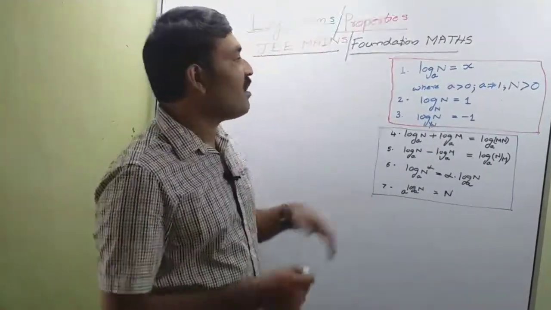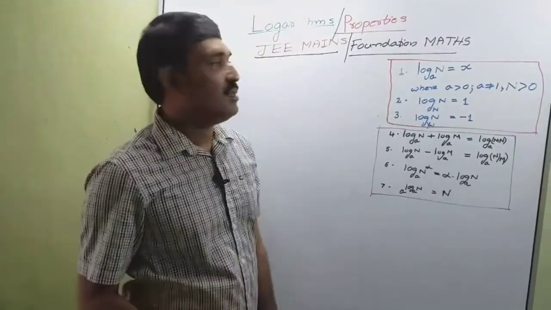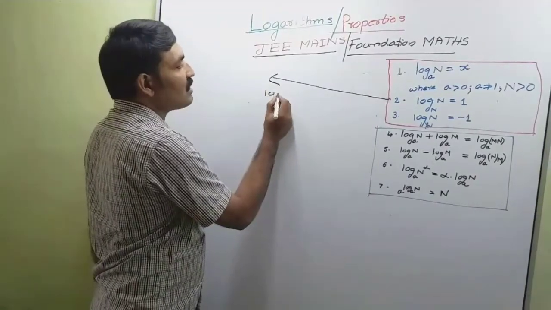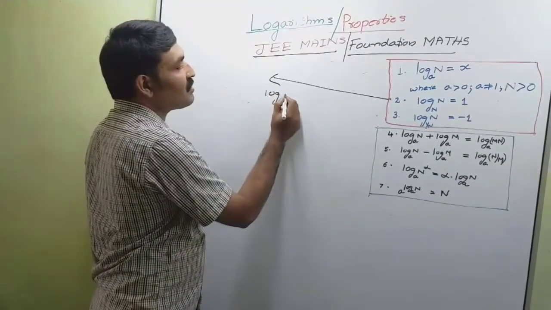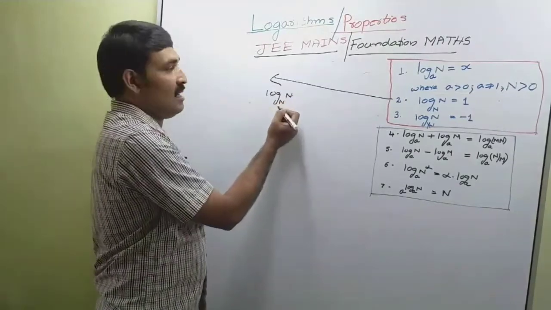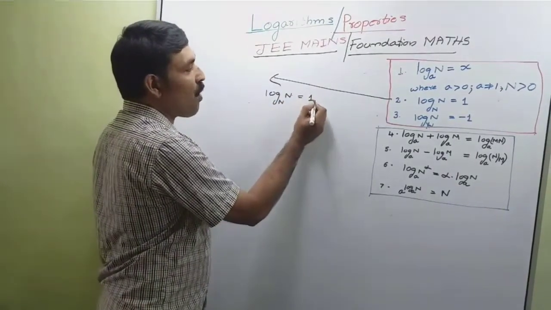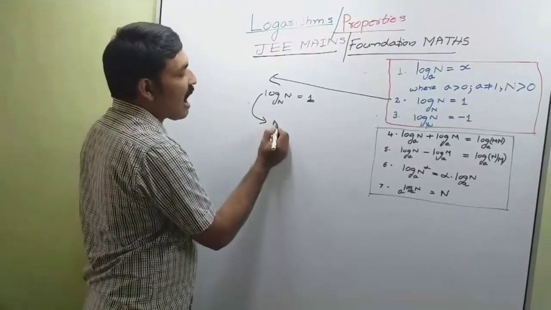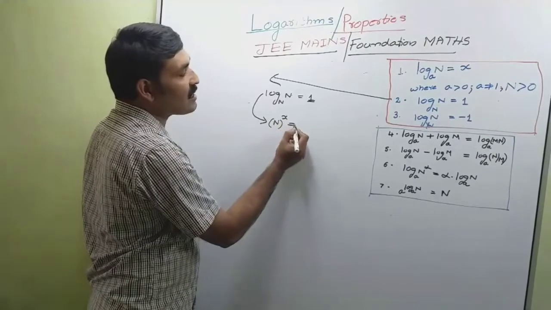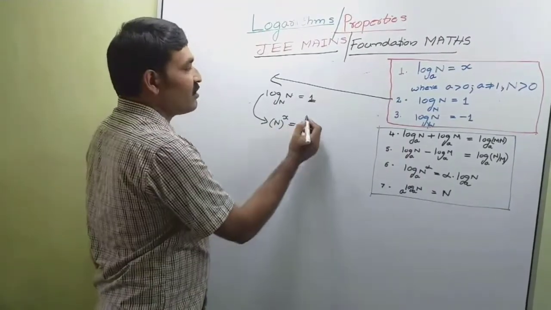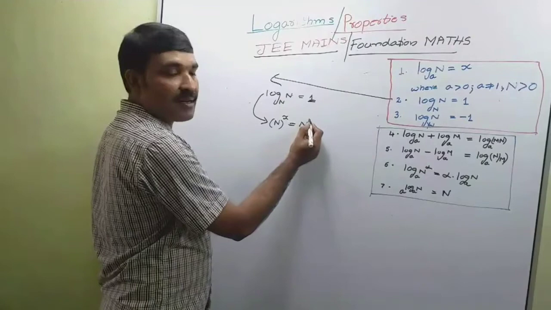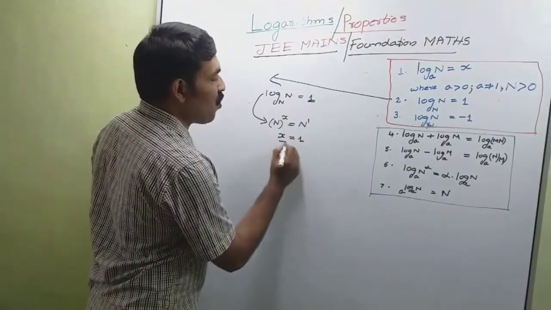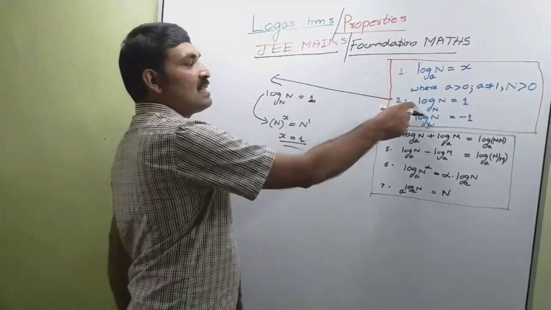Okay, then we have the second and third properties. For the second property, we can write log n to the base n is equal to x. We can write this in exponential form as n raised to x is equal to n, so this is equal to n raised to 1. Comparing the powers, x is equal to 1. This is the proof of the second.